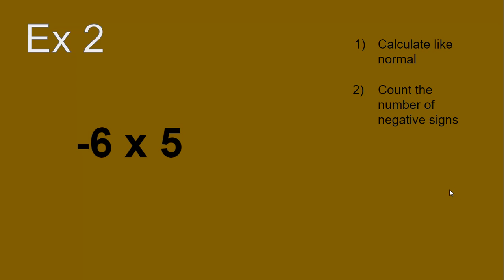So a different problem, negative 6 times 5. Step 1, calculate like normal. 6 times 5 is 30. Step 2, count the number of negative signs. Well, in this problem, I see only one. Do I have anything that it can pair with? No. So my answer will be negative 30. Negative 6 times 5 is negative 30.